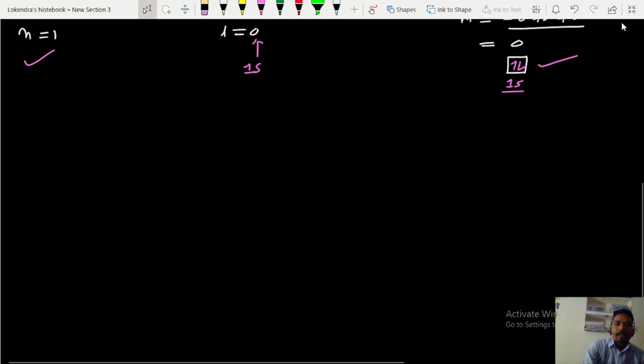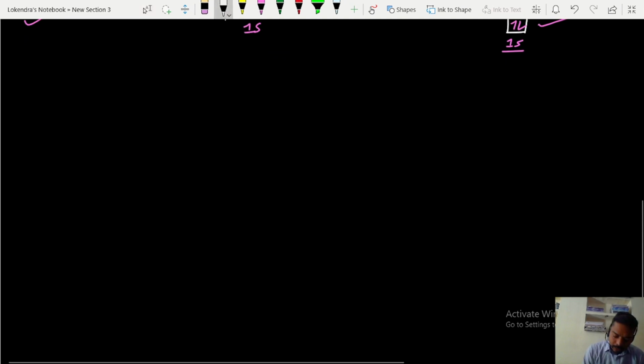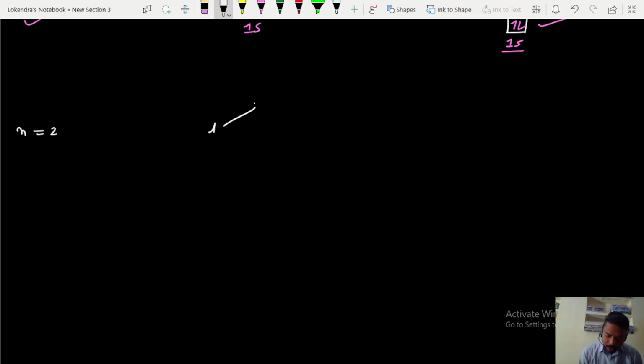Now we are going to take a second example in which we take n is equal to 2, and for n equal to 2 we have l values less than 2, so we can write l = 0 and l = 1. For n equal to 2 we have 2 values of l. For the notations, for l = 0 we have S, and for l = 1 we have P, because it is related to the second shell, so we can write 2s and 2p.